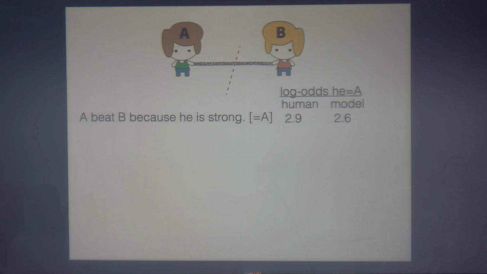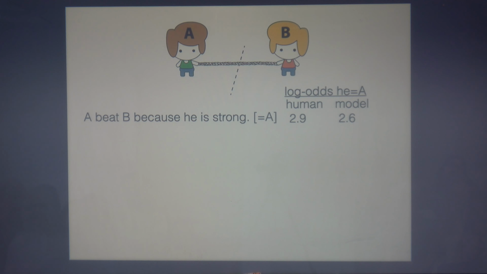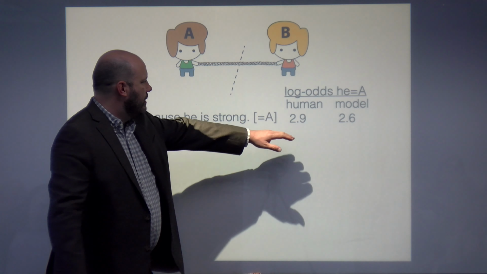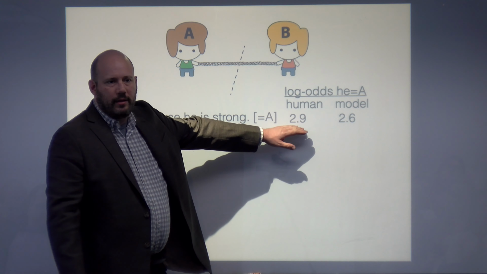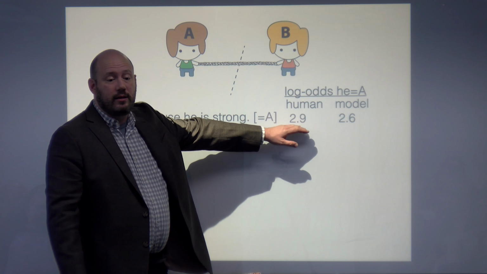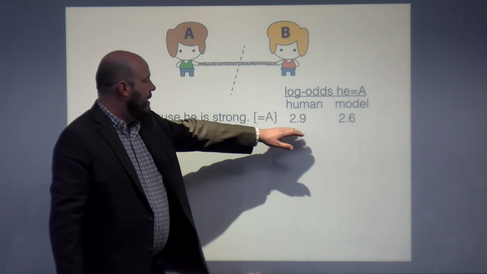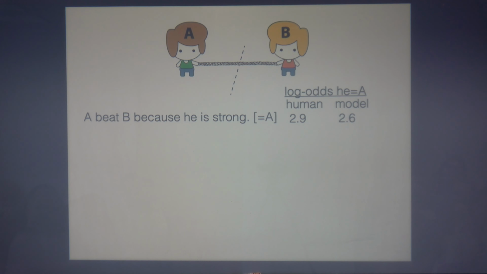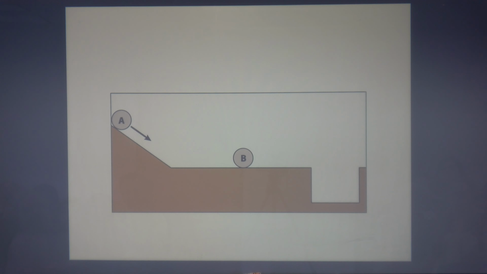All right, so we get those probabilities out and plug them into that little model I showed you before. We're not doing any parameter fitting here at all. Here are the humans' log odds and the model's log odds. You can see it's quite close. We can play the same game with weak and basically all these other sentences. And we do something very similar for marbles here.